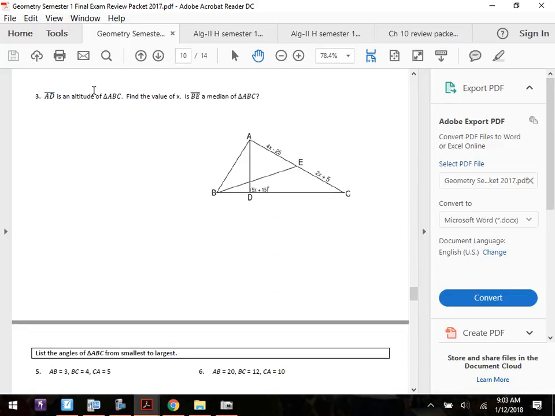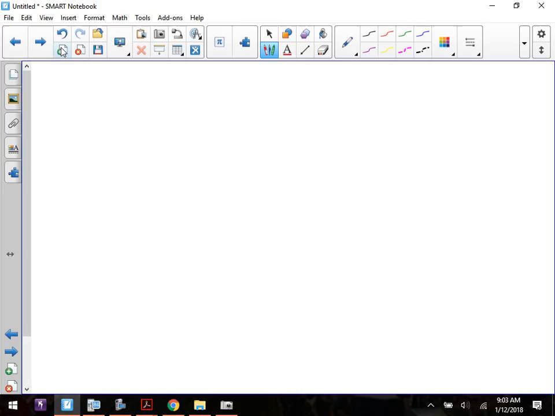AD is an altitude, find the value of x, and BE is a median. That means you kind of have to remember what some of these terms mean. So real quick, we had a couple of terms in this case: altitudes and median.